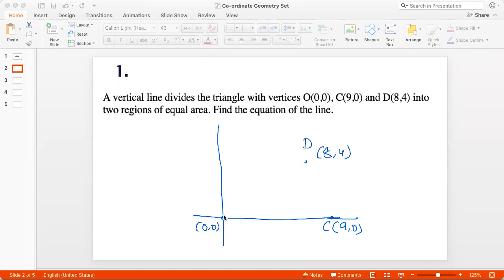Okay, so this is a triangle. And there is a vertical line. Let's say this is my vertical line, x equal to c, into two regions of equal area. Find the equation of the line.